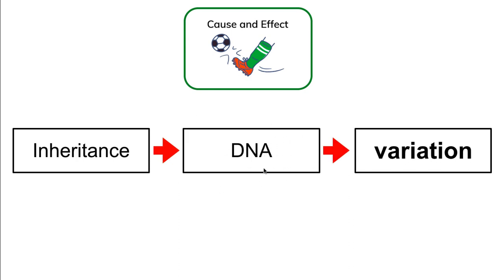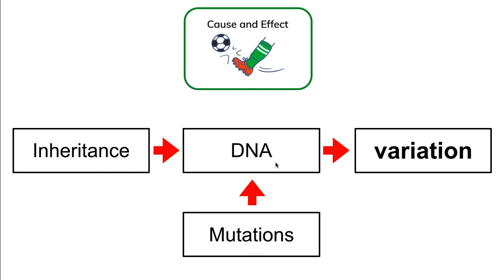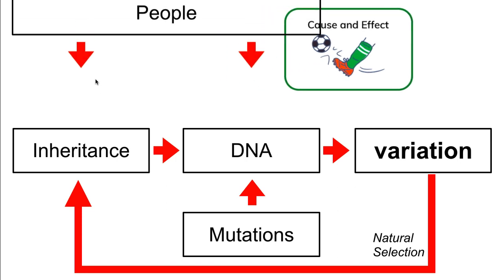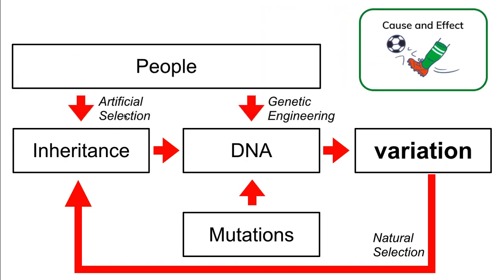Through DNA. We learn that mutations can alter DNA, and that variation can actually alter the patterns that get inherited through natural selection, a feedback mechanism in our cause and effect diagram. And lastly, people. We can affect inheritance through artificial selection and DNA through genetic engineering.